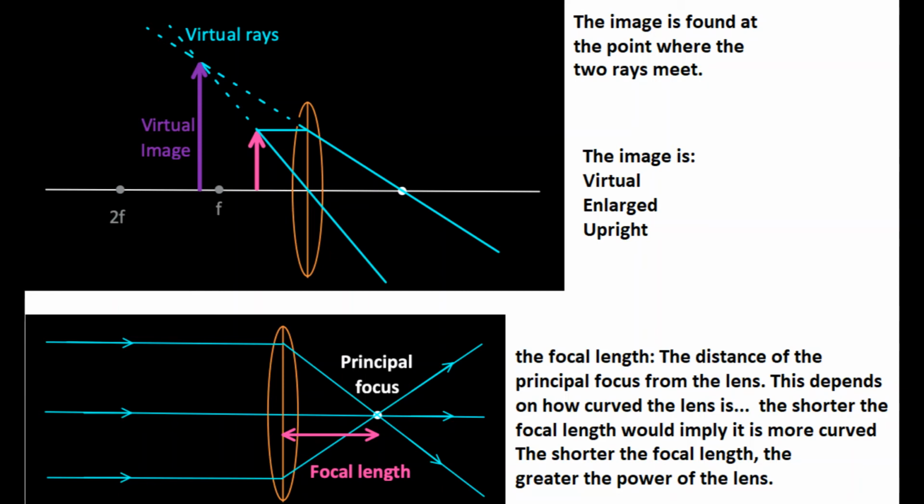This depends on how curved the lens is. The shorter the focal length, the more curved it is. Equally, if you have a short focal length, it has more power. So the greater the power of the lens, the shorter the focal length, because if the distance is shorter, it means that it is able to focus. So if it's more powerful, then it can focus at a shorter distance. If it was at a longer distance, it is less powerful, it is weak.